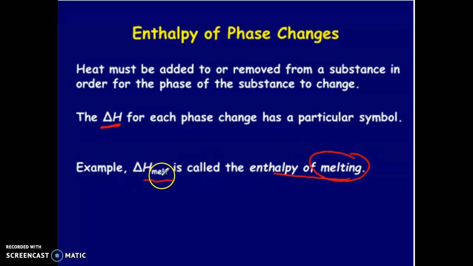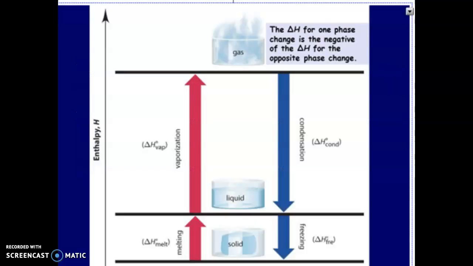It's almost like you're just labeling what it is. To be honest, even if you just said delta H, it's the same thing. They're just being specific: hey, this is delta H for melting. Okay, so let's look at state change.